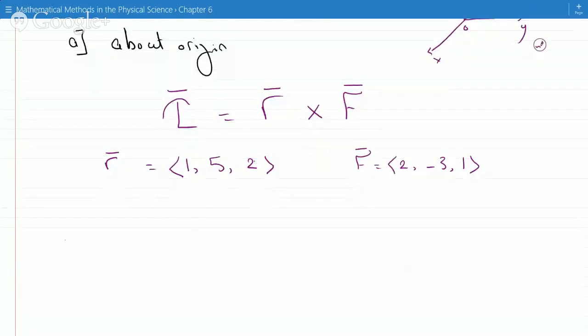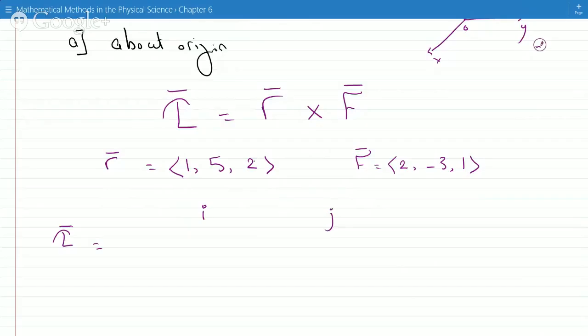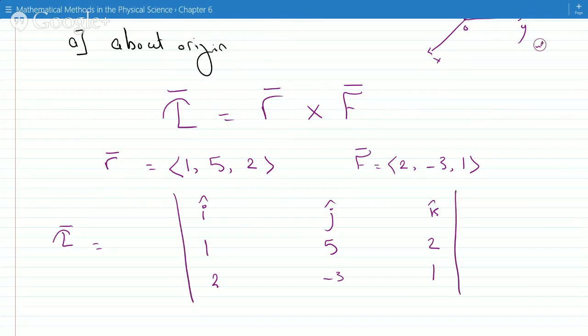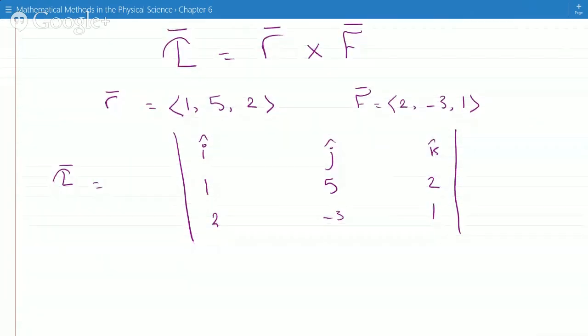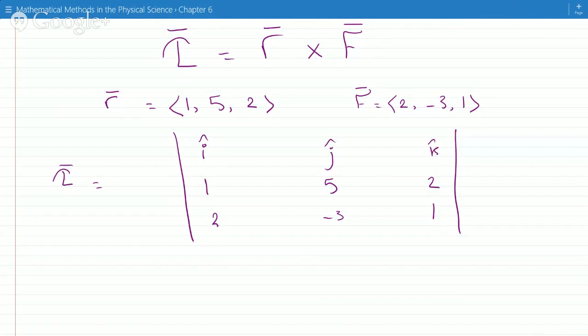We can apply the cross product. You still remember the cross product? That would take care of the magnitude also. So we line up the i, j, k as the first row, the vector r as the second row, and the force f as the third row. And from there we take the determinant of the 3 by 3 matrix.